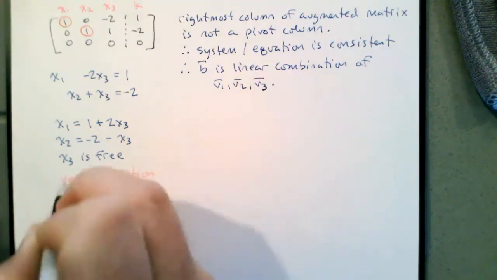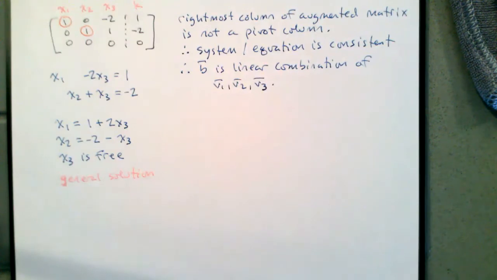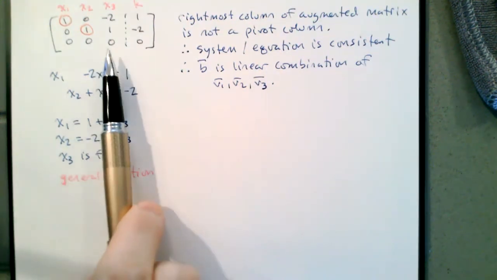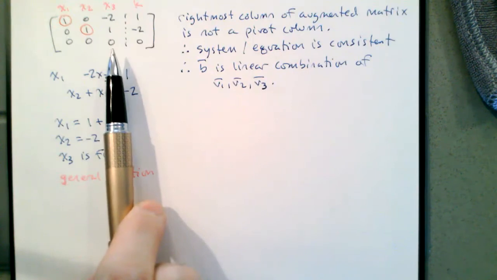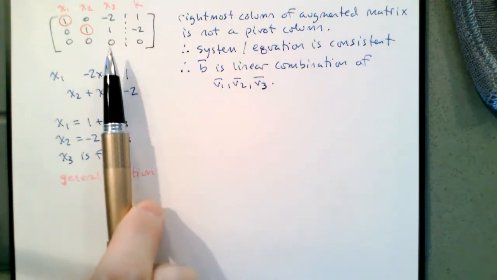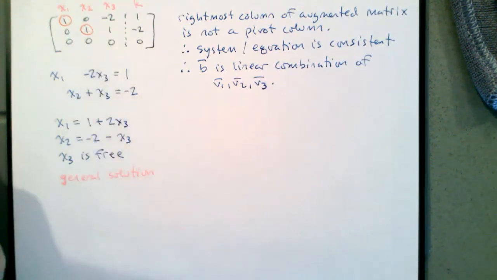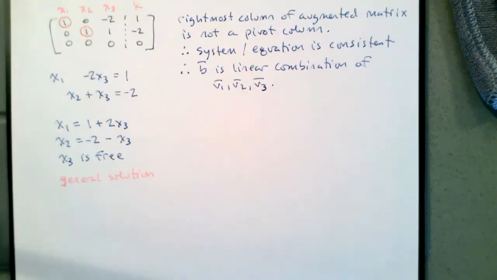I have a question. I just didn't get how x3 is free. x3 corresponds to the third column in the augmented matrix, and the third column does not have a pivot in it. Oh, okay. The non-pivot columns are what correspond to your free variables. Gotcha, thank you.